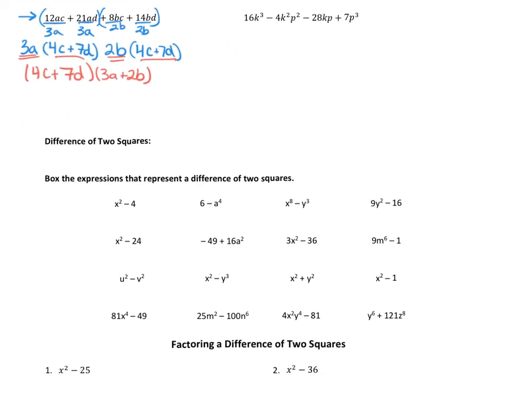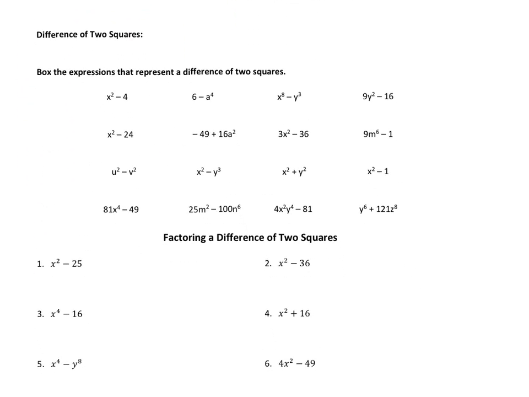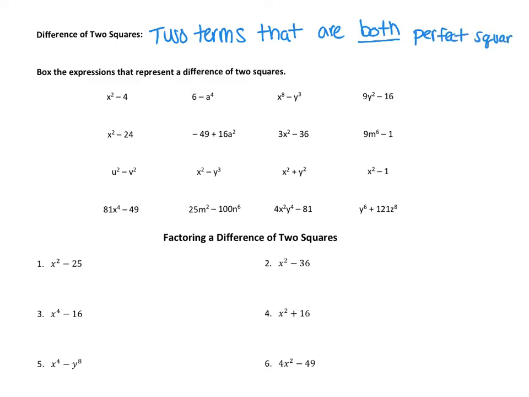Our last type of factoring for today is called the difference of two squares. A difference of two squares is when you have two terms that are both perfect squares and are separated by a subtraction sign.